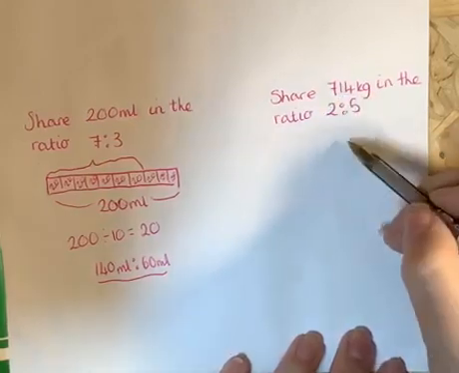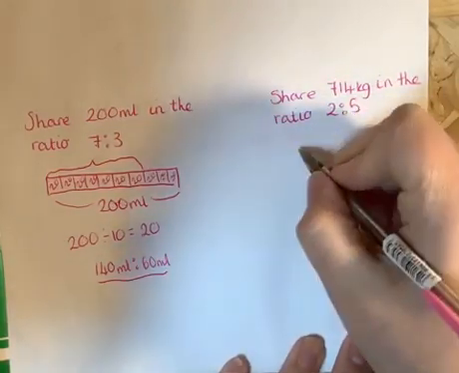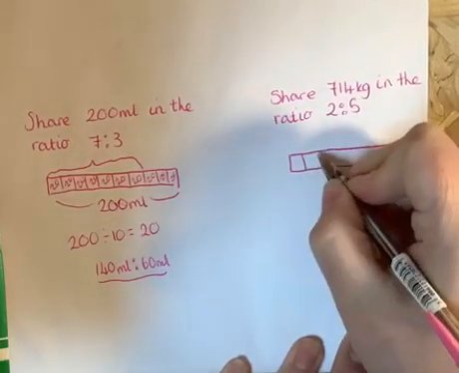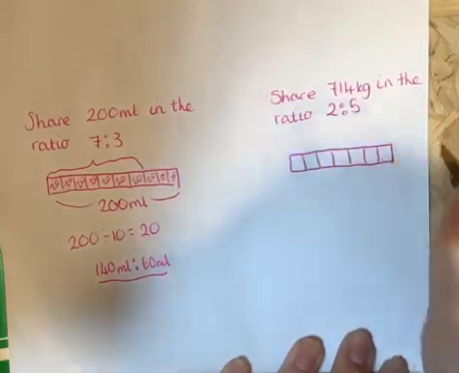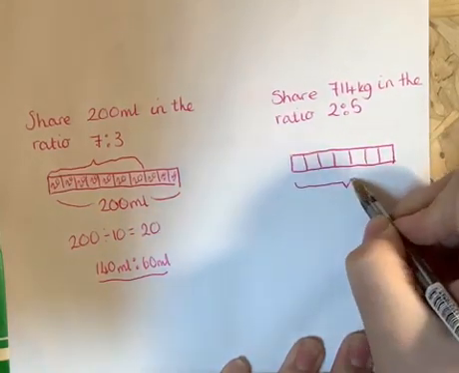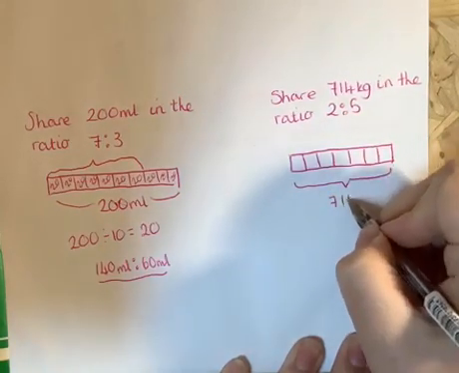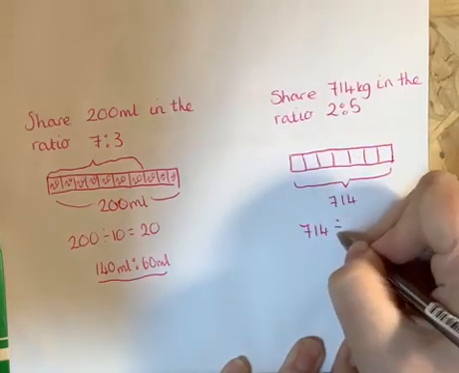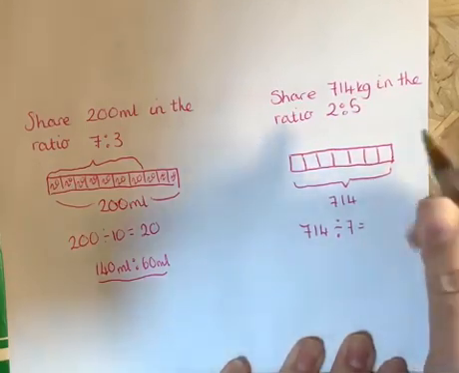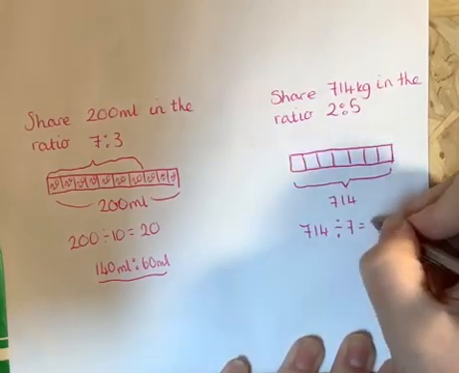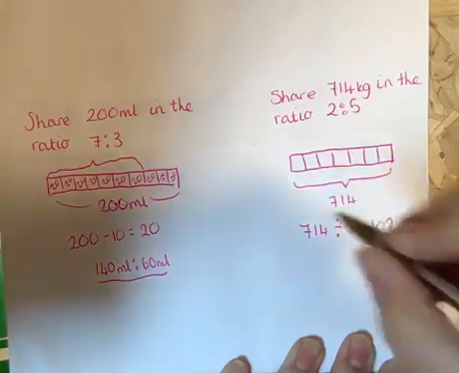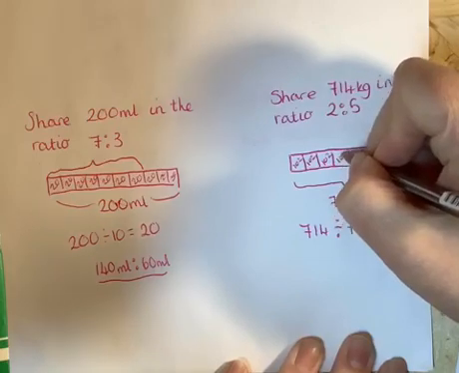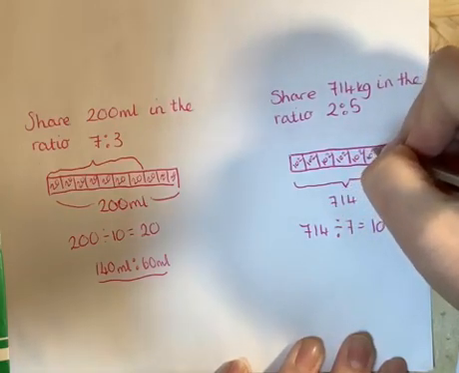So we've got 714 grams in the ratio 2 to 5. So we've got 2 boxes and 5 boxes, so we've got 7 boxes altogether. 1, 2, 3, 4, 5, 6, 7. We know that the whole lot is 714. We need to share that into 7. So we've got 714 divided by 7. 714 divided by 7 is in fact 102. That's going to be a bit of a squash. So we've got 102 in each box. So that's saying 1 part is worth 102.